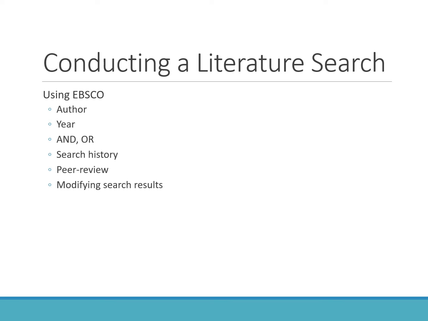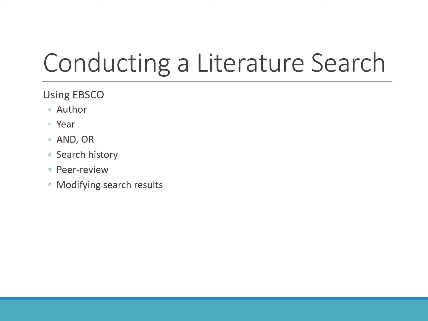EBSCO is the best database we have to conduct a literature search. You can search by author, you can search by year. EBSCO has these "and" or "or" functions. So the "and" function is if you are combining two different topics. If you want to know about alcoholism and memory, right? You would put alcoholism in one search bar, use the "and," then memory. That way you are pulling up all articles that mention both alcoholism and memory.